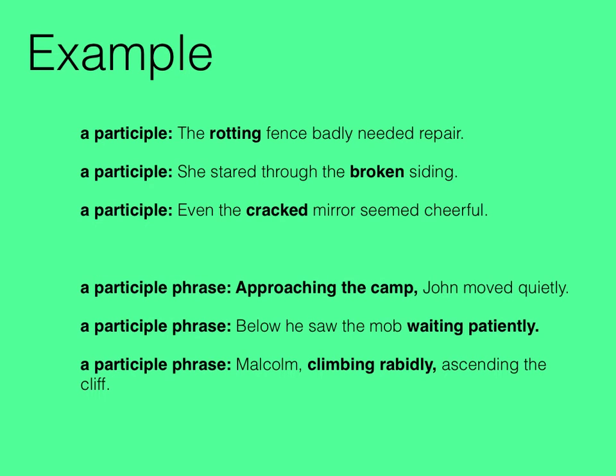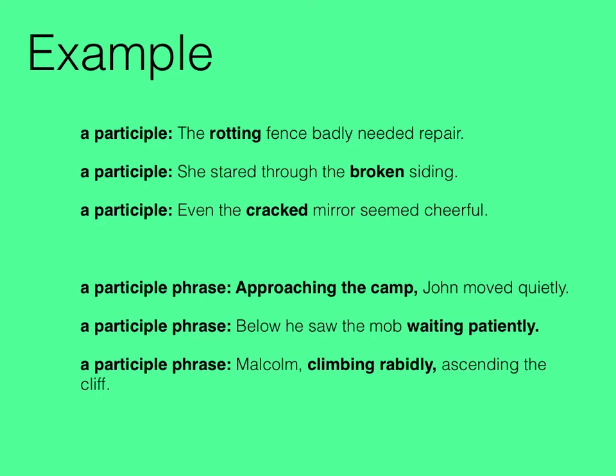Okay, so now we have some examples of participles and participle phrases. The rotting fence badly needed repair. Rotting is the participle. She stared through the broken siding. Broken is the participle. Even the cracked mirror seemed cheerful. And cracked is the participle.